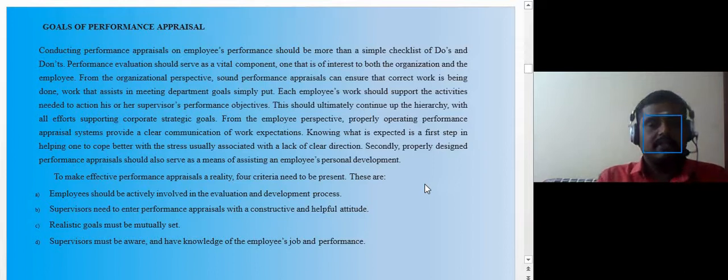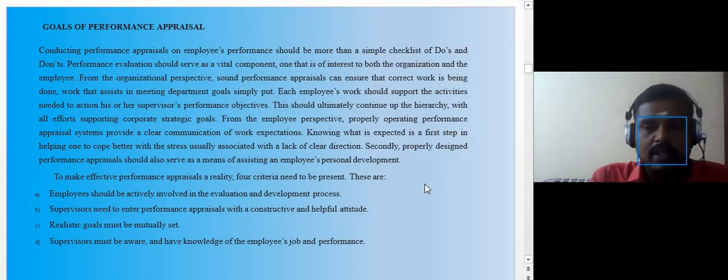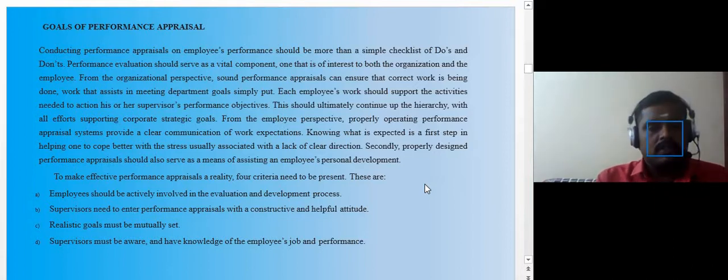The supervisors need to enter the performance appraisal with a constructive and helpful attitude. Realistic goals must be mutually set. The supervisors must be aware of and have knowledge of the employee's job and performance.